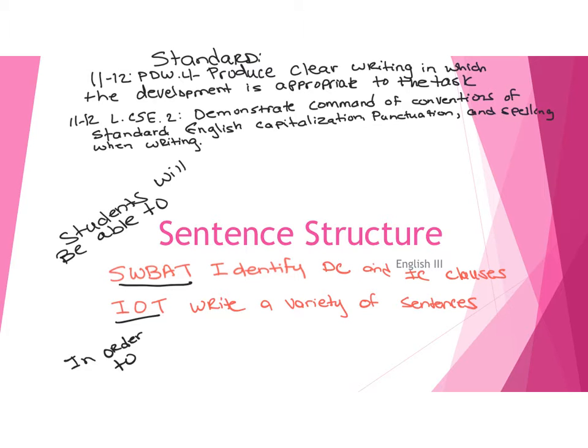I'm going to show you this on this assignment and explain it, but you'll see these on future assignments. I won't explain it every time, just this time. You will see this phrase on assignments, SWBAT. That stands for students will be able to. Okay. So students will be able to identify DC, that's the abbreviation for dependent clause, I was running out of room, and IC, which is the abbreviation for independent clauses. IOT stands for in order to write a variety of sentences.